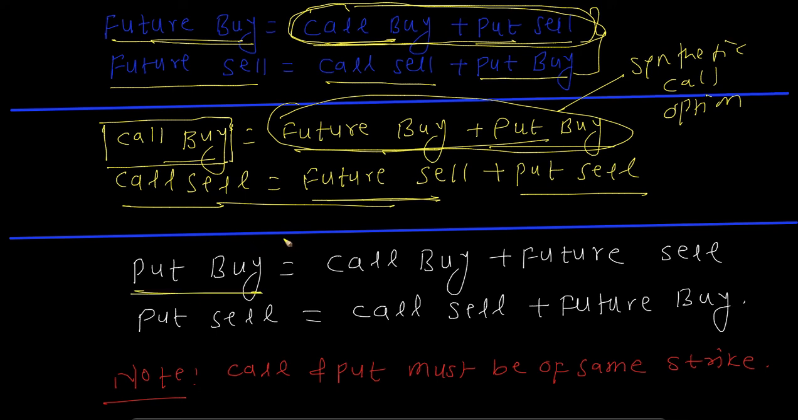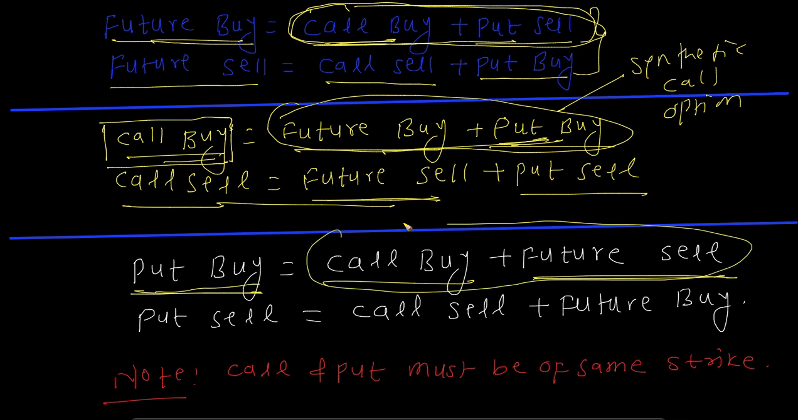Now the formula for put buy, right? From this formula I can deduce the formula for put buy. I have a put buy here, and I want to make the formula for put buy. Just take this future buy on the left hand side. Future buy will become future sell. Here it was future buy; if it goes on this side, it will become future sell. So put buy is equal to call buy plus future sell, right? So this is the formula for put buy.